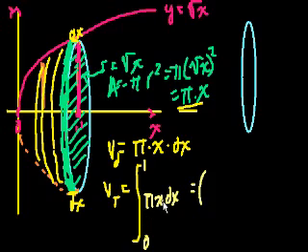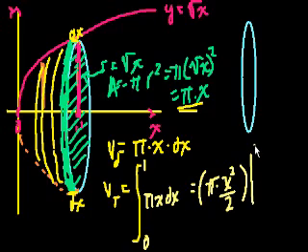pi is just a constant, and the antiderivative of x is x squared over 2. I've been a little rusty since I last did some antiderivatives, but so we get pi times x squared over 2. That's the antiderivative of that, and then we have to evaluate it at 1, and then subtract it evaluated at 0.